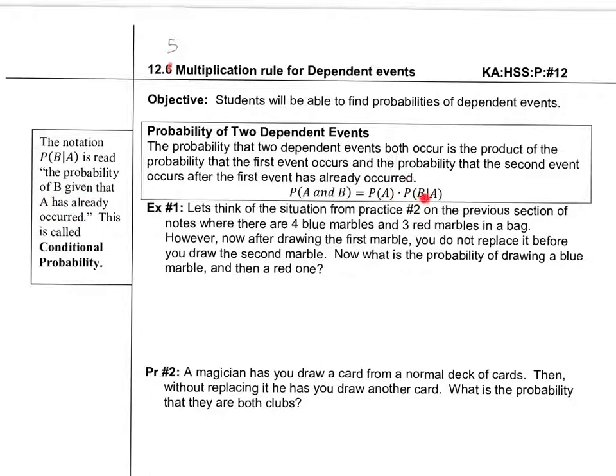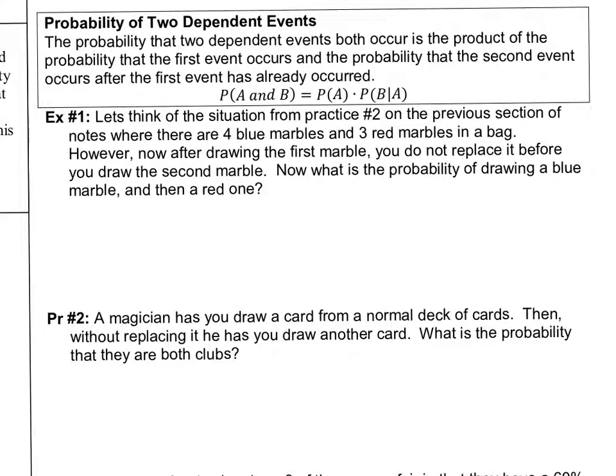So this probability is a little bit different. We have to think about how we're going to calculate this individual probability given A. And this is called conditional probability, meaning that this B is based on a condition that has already happened. So if we think about practice 2 from the previous section of notes, right?